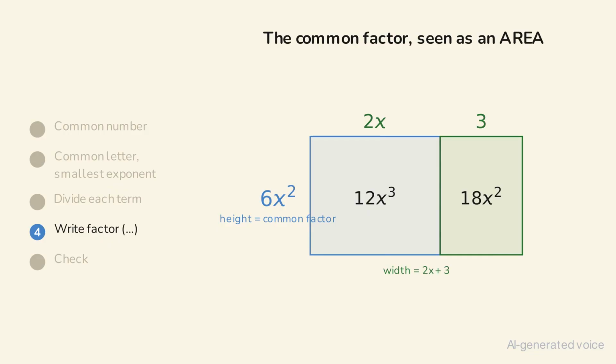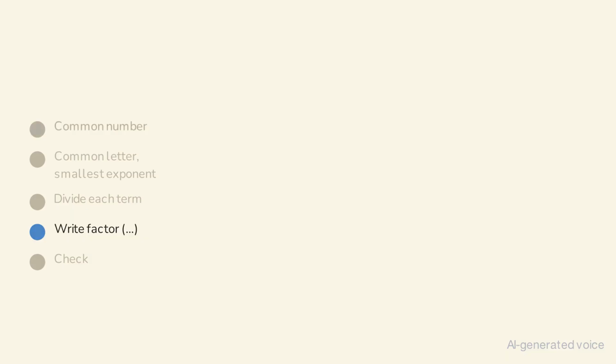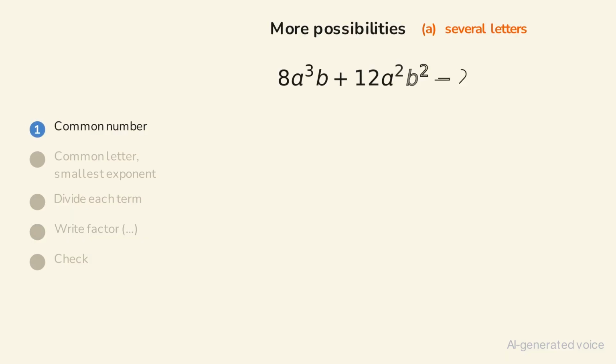One side is the factor we take out, and the other is what stays inside the parentheses. And if we multiply the two sides, 6x squared by 2x plus 3, we get back to the same area we started with. Now let's look at examples with more possibilities, a bit less trivial.